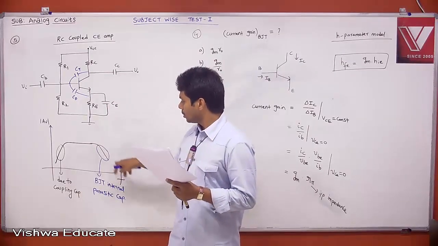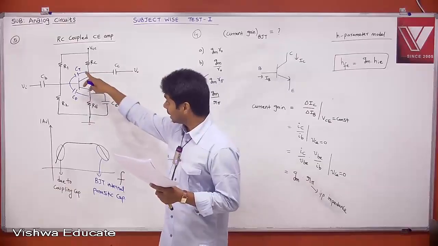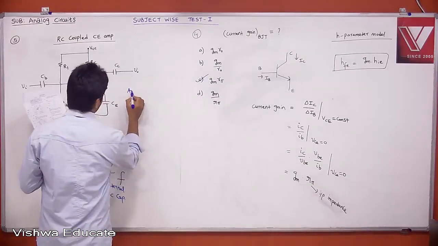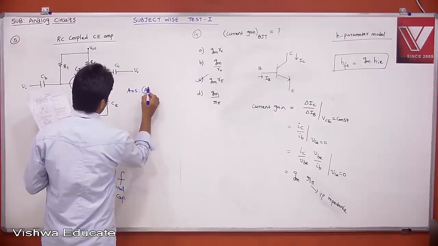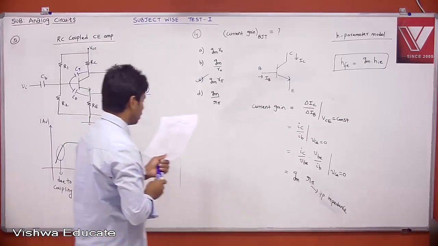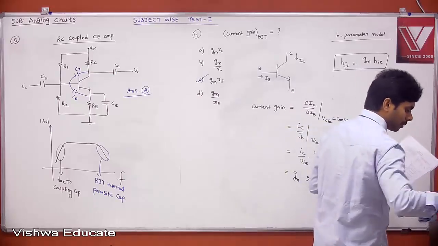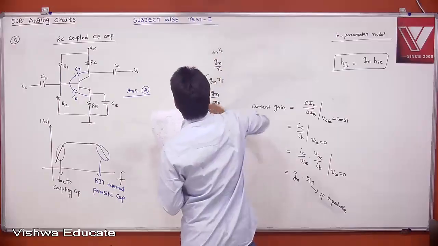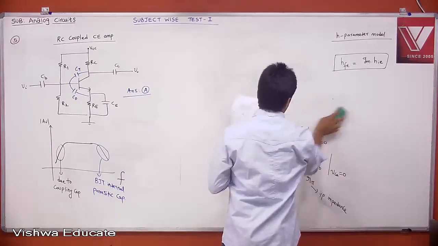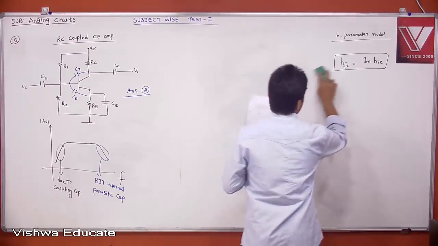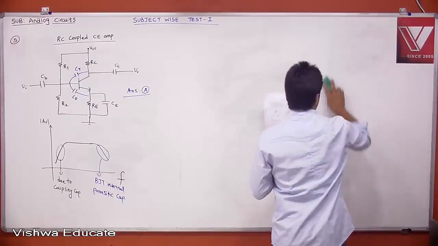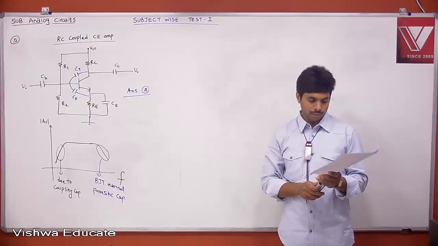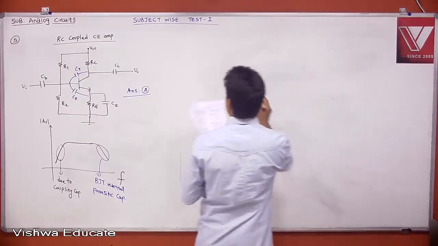No. Therefore, your high frequency response fall is because of internal capacitances. Therefore, what is the answer? Answer is A. For the fifth one, answer is A. Okay. Now let's see the sixth problem. What is the sixth problem?